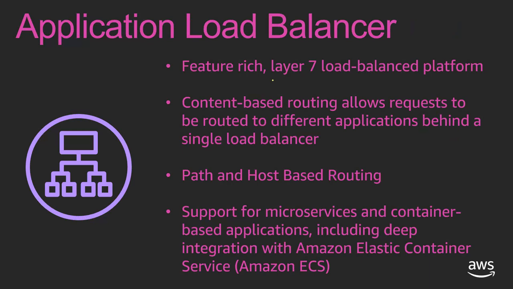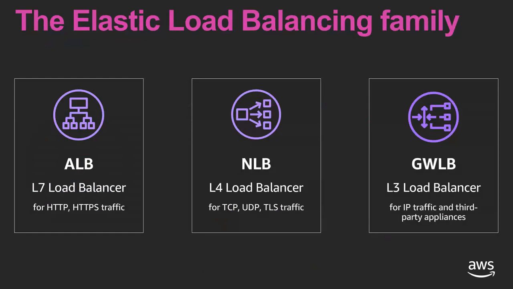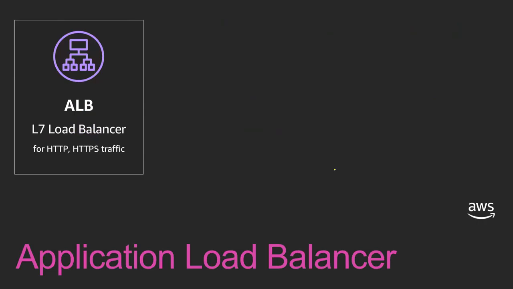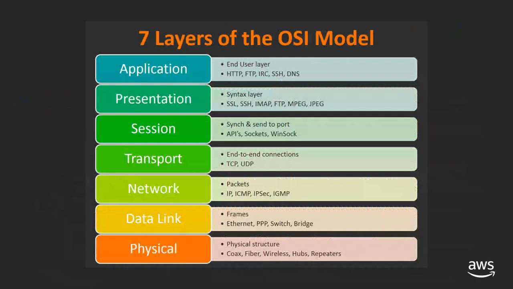So let me first try to clarify what is Layer 7 and what is Layer 4. Like we discussed, this is Layer 4 and this is Layer 3. So let's talk about all these layer concepts first. These layers come from the OSI model. Probably everyone knows about it. It is a theoretical model by which all communication happens.